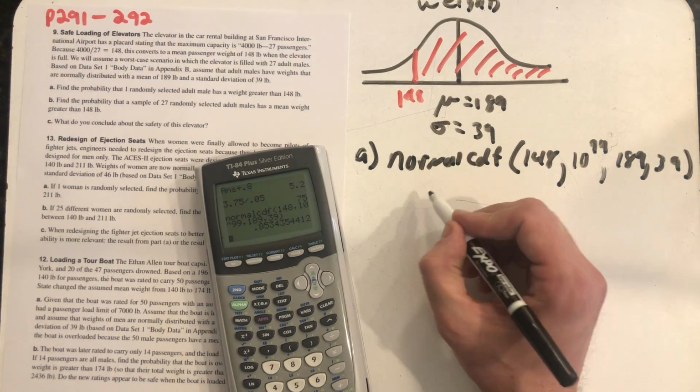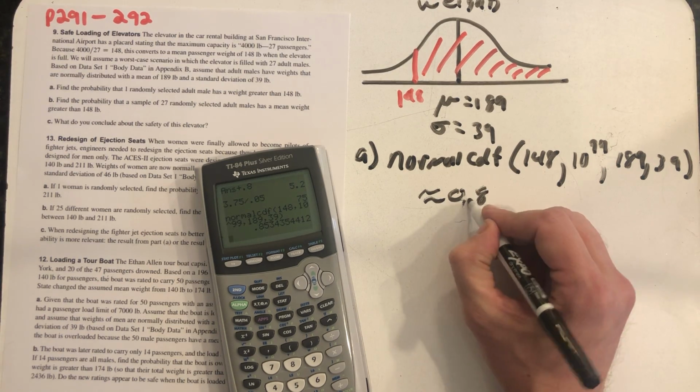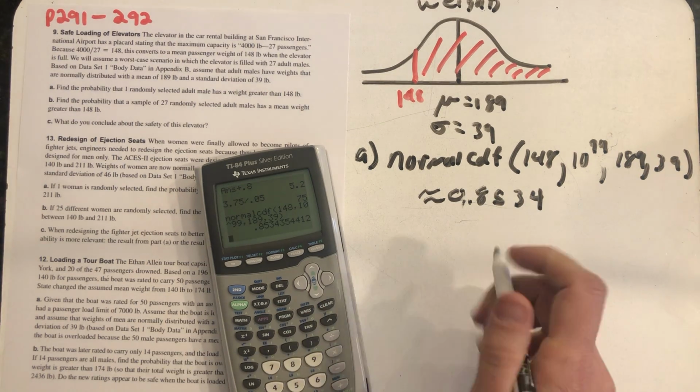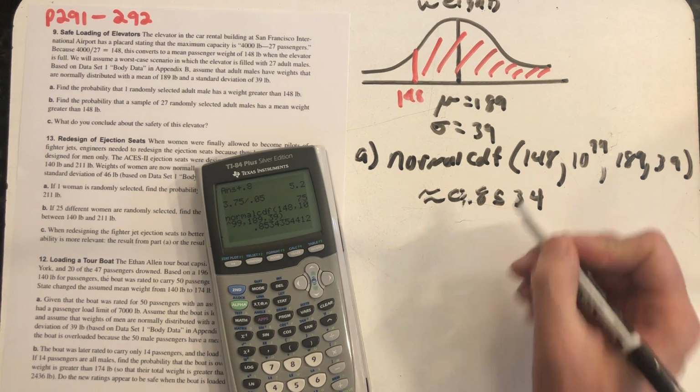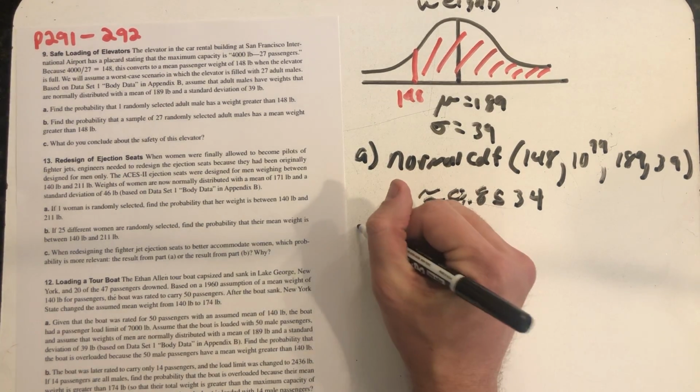I press enter and I get a probability of 0.8534 to 4 decimal places. So there's an 85.3% chance that one randomly selected adult man has a weight of 148 or more, so probability 0.8534. That's a pretty common occurrence.